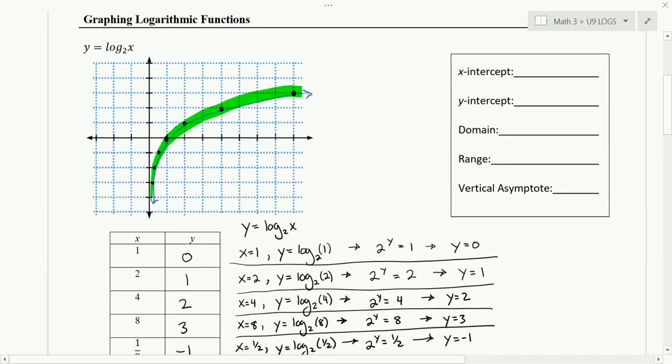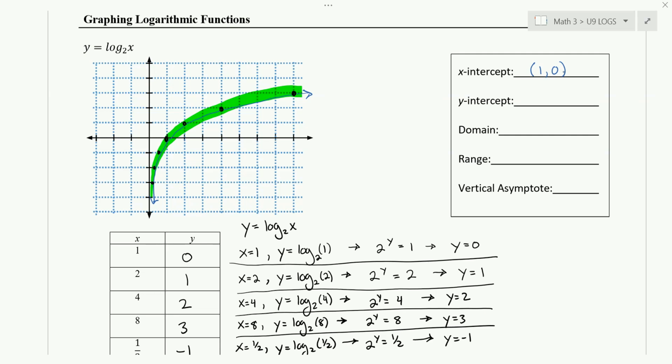So you should get something like this. So what's our x-intercept? That is at 1, 0. That's where it crosses the x-axis. Y-intercept? It doesn't appear that there is one. Well, at least from what we've graphed, but maybe there is one.